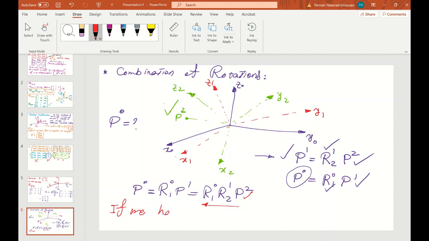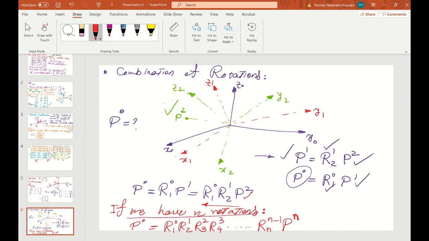So the take-home message is this: if we have n rotations, P naught is going to be R1 with respect to 0, R2 with respect to 1, R3 with respect to 2, R4 with respect to 3, up to Rn with respect to n minus 1, times P, where we know the coordinate of the point with respect to the frame n, and you can find the coordinate of that point with respect to the reference coordinate system. Understand?